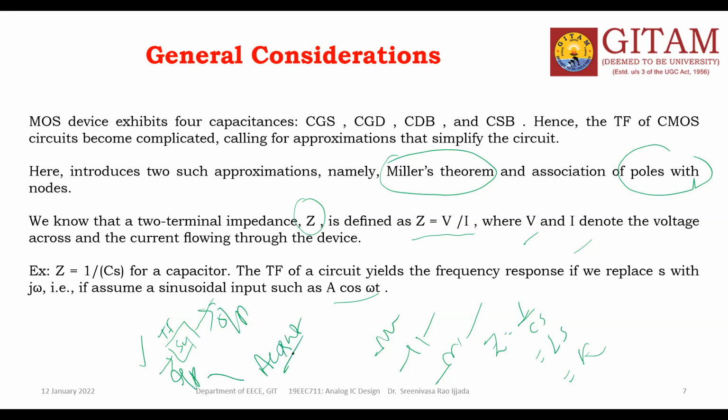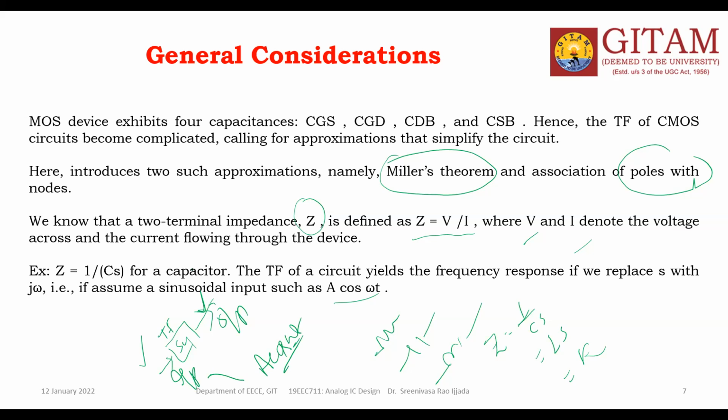By applying this input signal, which is a sinusoidal signal, where omega is the frequency, varying the frequency value from 0 to infinity, you can observe the response at the output. How the circuit is behaving for the input signal cos omega t, where the frequency omega varies from 0 to infinity. What type of response you are getting at the output, that is called the frequency response.